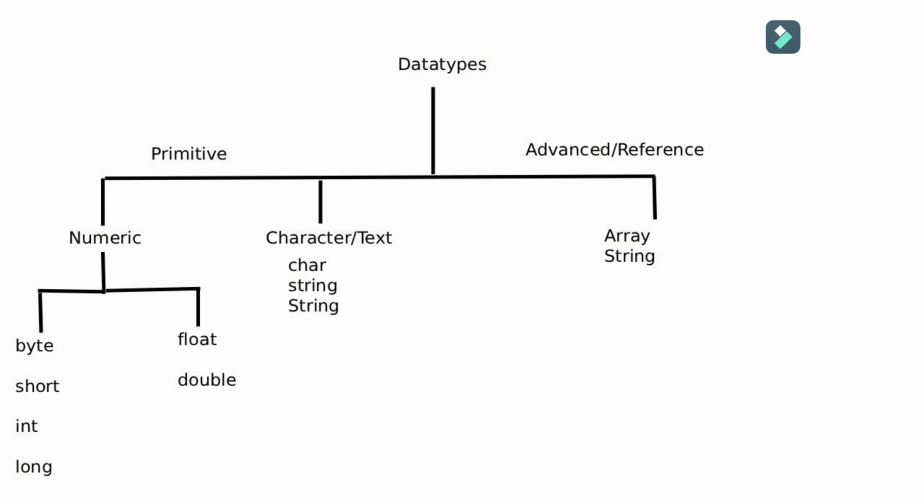And in natural numbers we have divided on the basis of memory size. So byte, short, int and long, these four data types are there. And as you can see, the size of byte will be 1 byte, short will be 2 bytes, int will also be 2 bytes, and long will be 4 bytes.